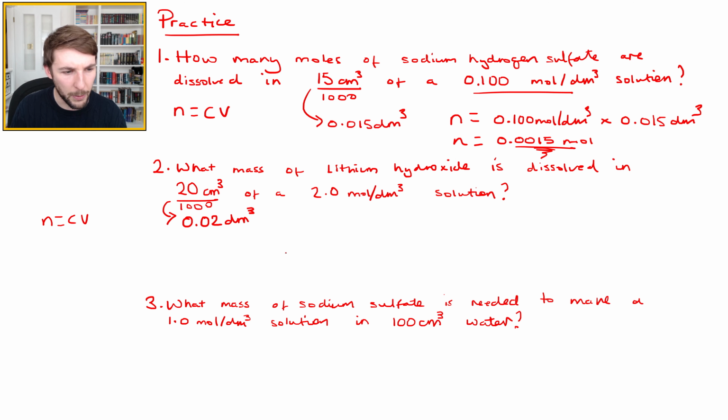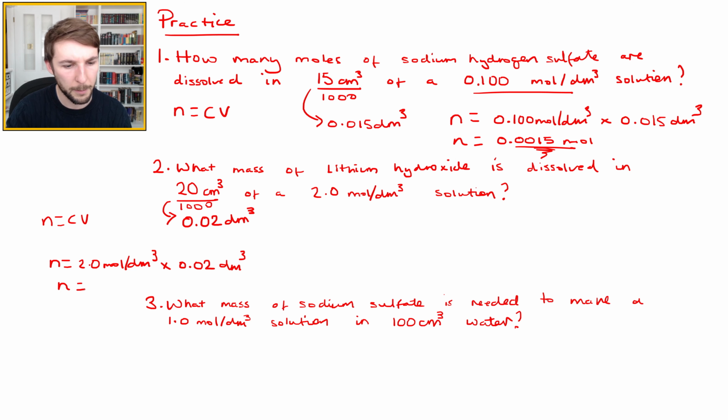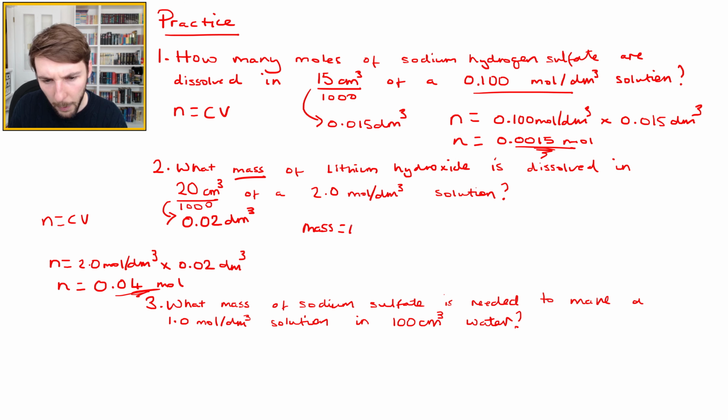Okay, so now I'm going to do n equals cV. n equals concentration, which is 2 moles per decimetre cubed, multiplied by my volume, 0.02 cubic decimetres. So the number of moles in that solution will be 0.04 moles. Okay, so we've got the moles, but we're asked for the mass. So we're going to need to use the mass equals Mr times moles equation. And we've got the moles because we just calculated them, but we're going to need the Mr.